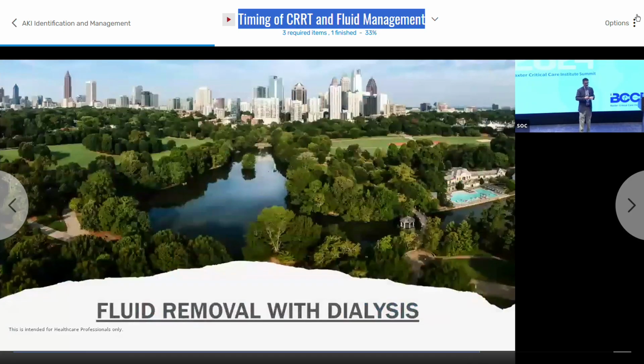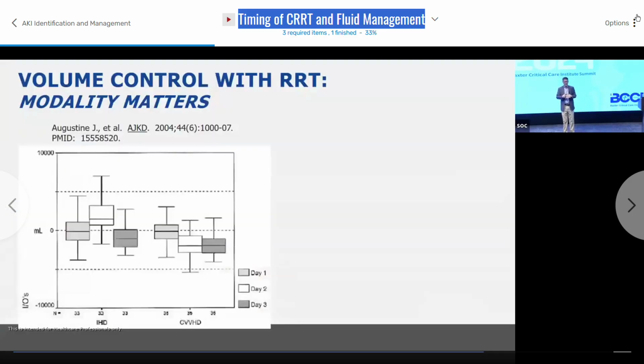Okay. All right, let's finally talk about fluid removal with dialysis. I put in some pictures of Atlanta so that you can see that we are a nice city and you should come to Atlanta and visit. This is Piedmont Park, which is our central park in Atlanta. It's very nice.